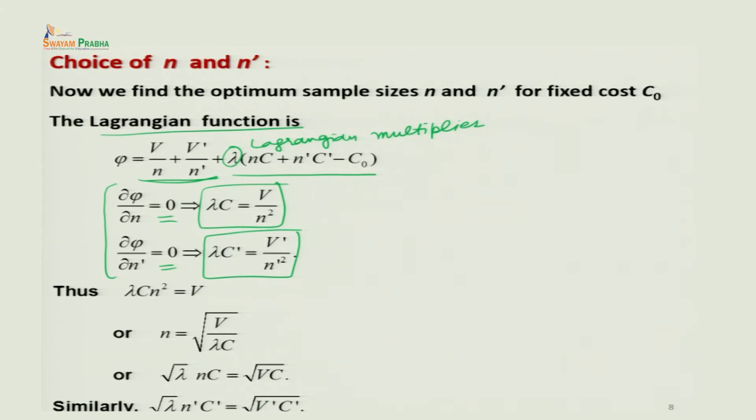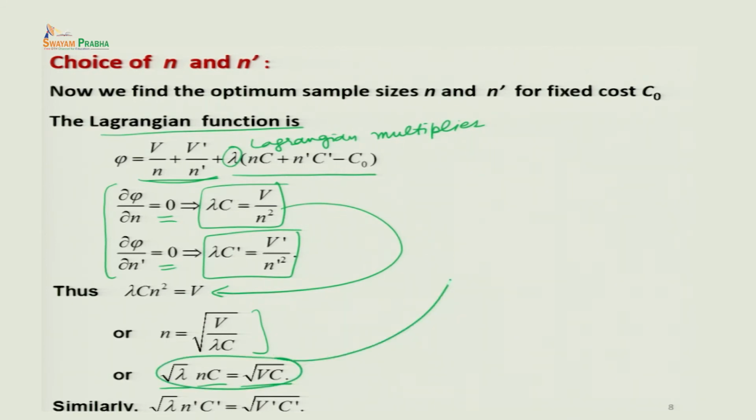Right. So, from this equation I can write down here like this, lambda C n square is equal to capital V. So, n becomes square root of capital V upon lambda C, or I can write down square root of lambda n capital C is equal to square root of capital V capital C. So, this is coming from the first equation. Similarly, you can do the same exercise using this second equation and obtain a similar term.